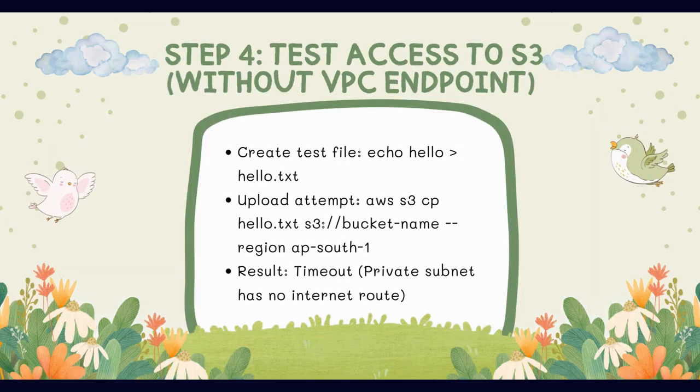Here I create a test file using echo hello > hello.txt. This is a command line to create a text file. Then I try to upload it to S3 using aws s3 cp hello.txt s3://bucket-name --region ap-south-1. This is also a command line to upload your file to S3. From the private instance, it failed and showed timed out. This happens because the private subnet does not have an internet route.